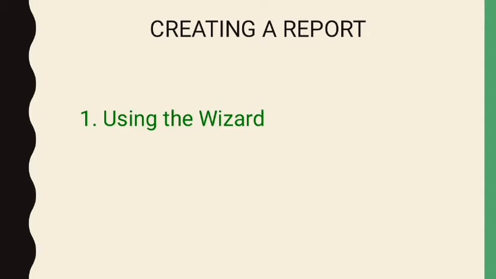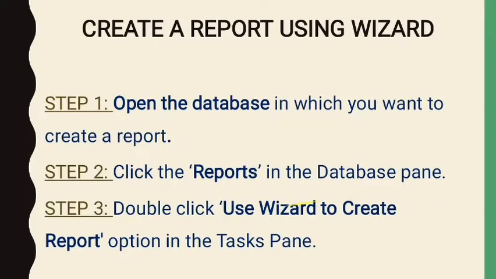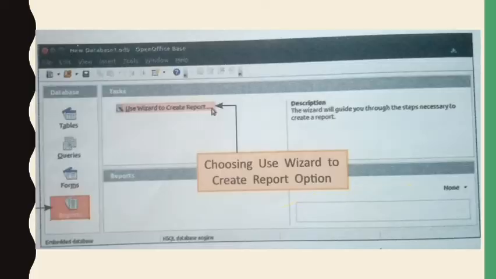So in OpenOffice Base, you can create a report using the wizard. There are different steps to create a report using the wizard. So step 1, open the database in which you want to create a report. Then click the reports option in the database pane. Then double click the use wizard to create report option in the task pane.